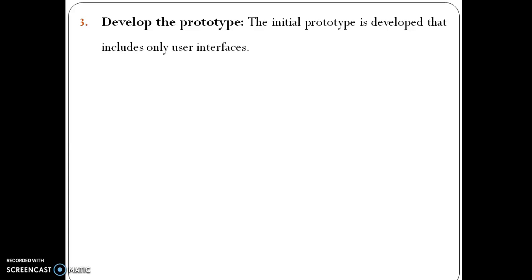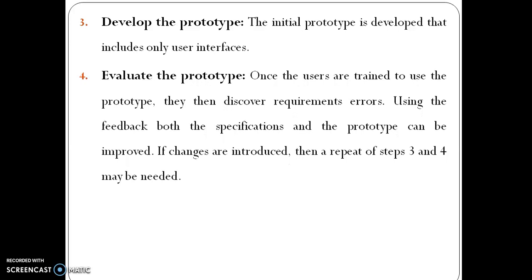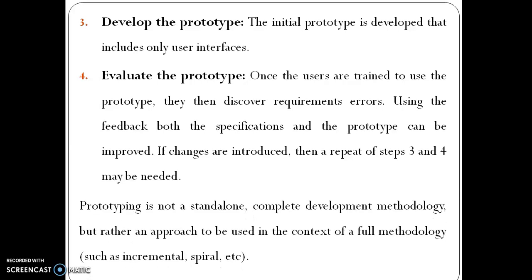Develop the prototype. The initial prototype is developed that includes only user interfaces. Evaluate the prototype. Once the users are trying to use the prototype, they then discover requirements errors. Using the feedback, both the specifications and the prototype can be improved. If changes are introduced, then a repeat of step 3 and 4 may be needed. Prototyping is not a standalone, complete development methodology, but rather an approach to be used in the context of full methodology, such as incremental, spiral, etc.